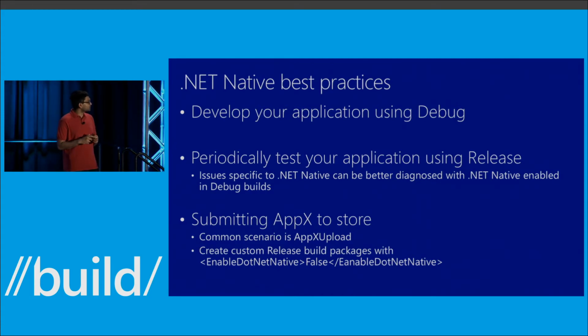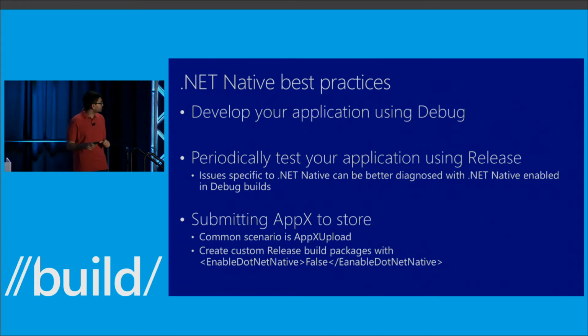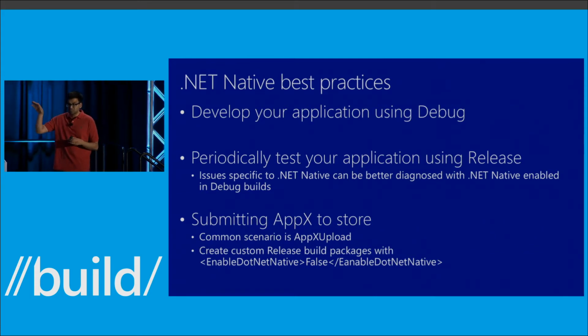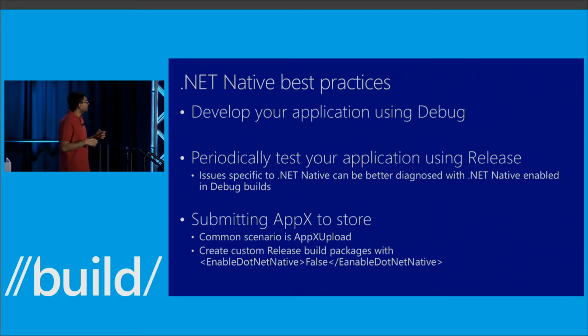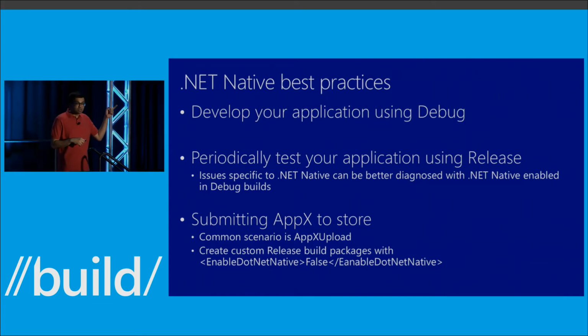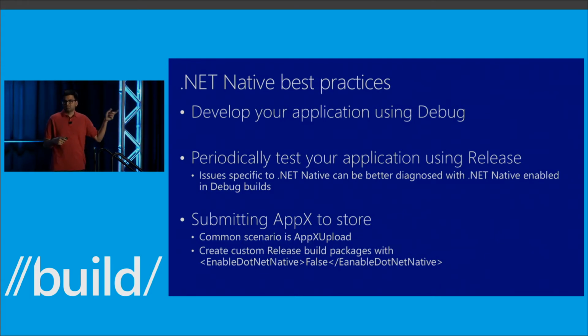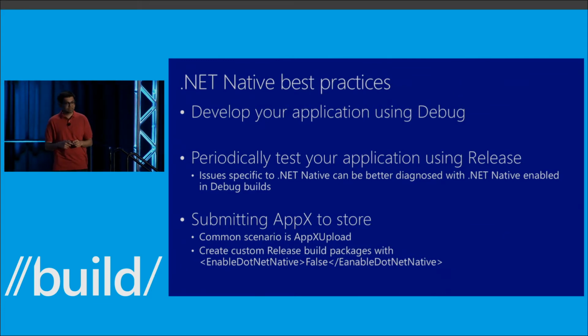Submitting an app package to the store, the most common scenario is to use the app upload file. We do all of the right things for you. But just in case you're interested in submitting individual app packages to the store, which many people do as well, you should definitely make sure that you turn off the flag for building with .NET Native. Create a custom configuration and turn off this flag, and then submit the MSIL package to the store.